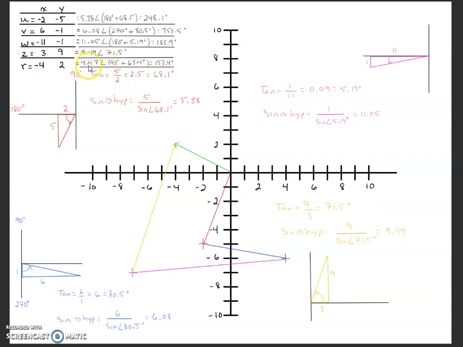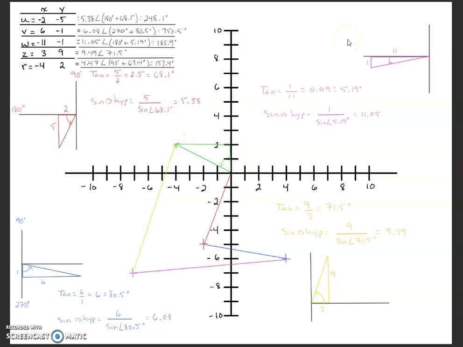And our resultant vector, just to finish it off, gives us 4.47 with an angle of 90 plus 63.4. And again, we found the resultant the same way. It's sitting at 4 and 2. And we could add that in like this here. So we have 2 and 4. And it has rotated past 90, 63.4 degrees. So we add that up and we end up with 153.4.